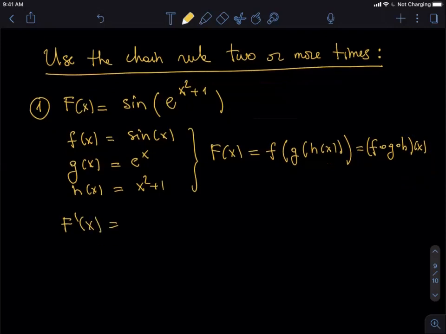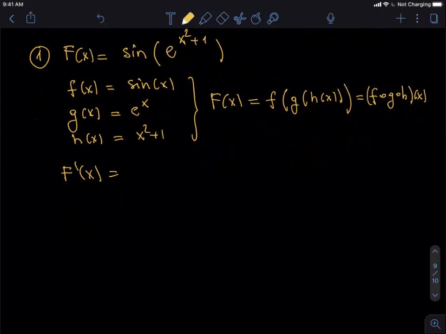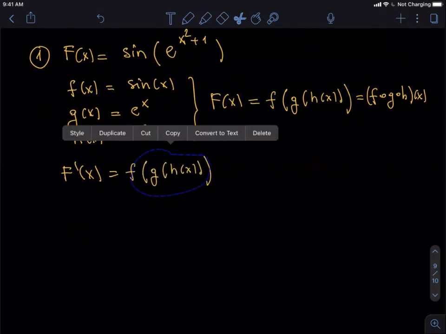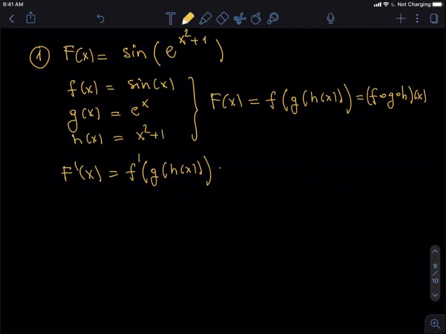if we wish, we can write the general formula. It will be the derivative of f evaluated in everything that is inside times the derivative of g evaluated in everything that is inside times the derivative of what is inside. Okay, this is a general format, but we don't do it like that. We just go ahead and do it in the particular case.